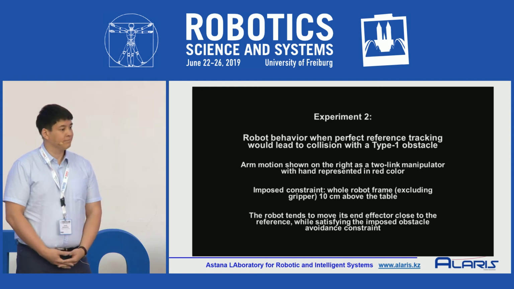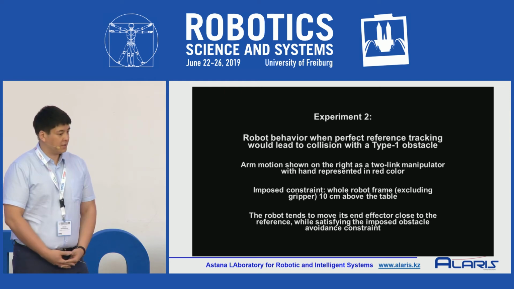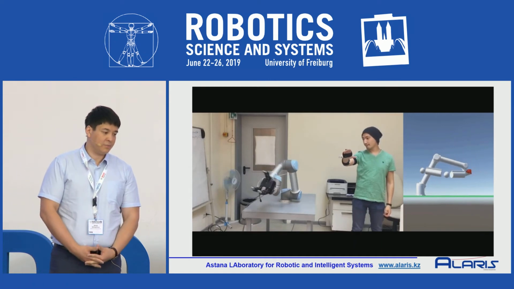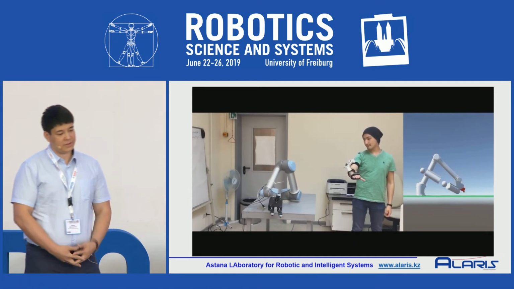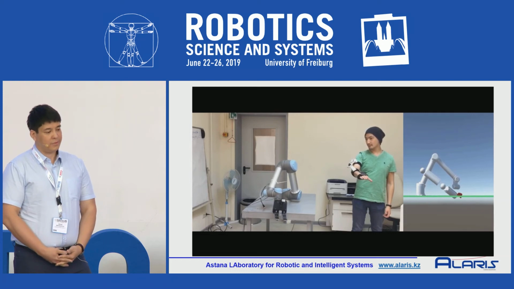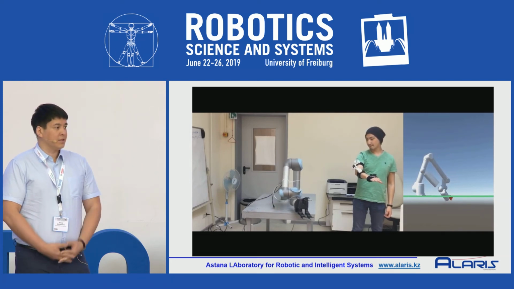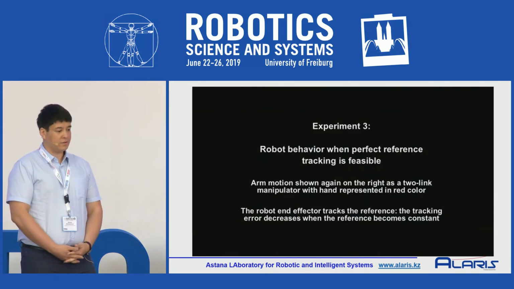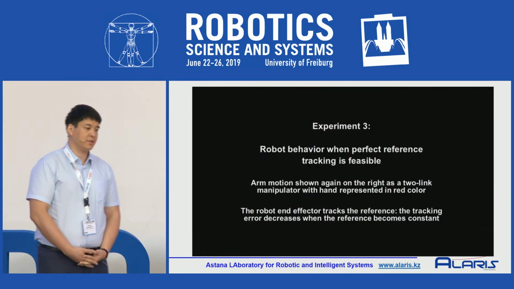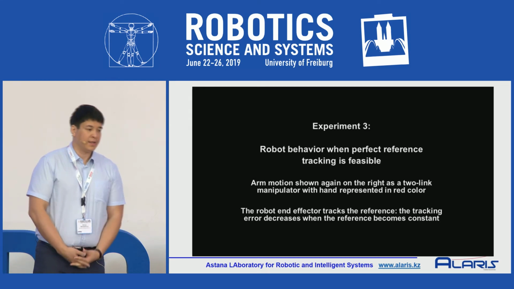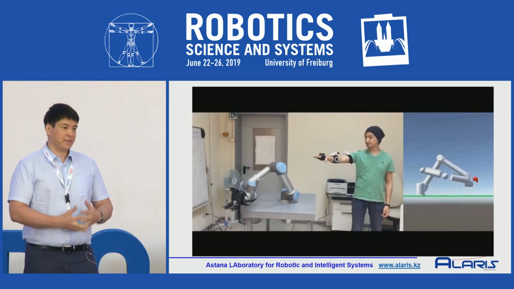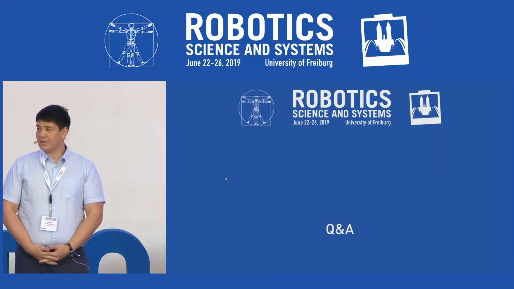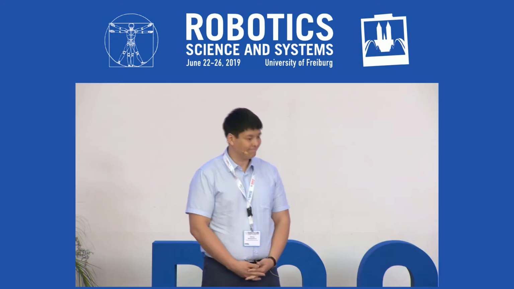In this case, we assume that the obstacle, the computer case, is known to the system. In the second experiment, we defined a threshold limit 10 centimeters above the table level, so that even if the reference from the human operator goes beyond the table level, the robot does not collide with the surface of the table. The robot satisfies that constraint. And the third experiment demonstrates the stability of the system, so that the robot perfectly tracks the human hand position. Thank you very much.